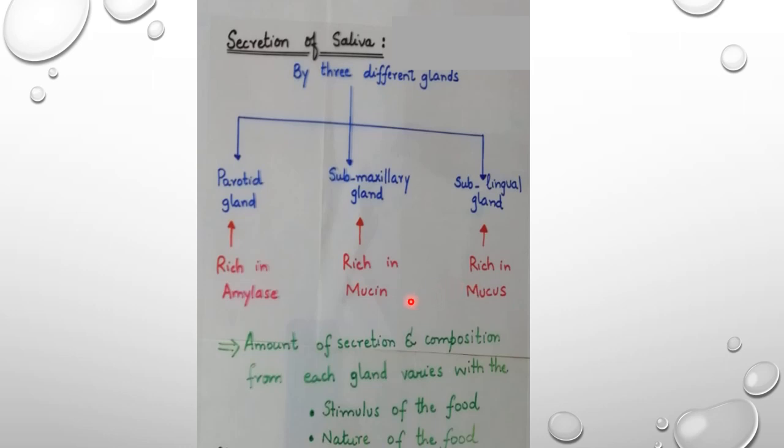Now, the amount of secretion and composition from each salivary gland is variable, and this basically depends on two important factors. One is the type of stimulus of the food, and the other is the nature of the food.